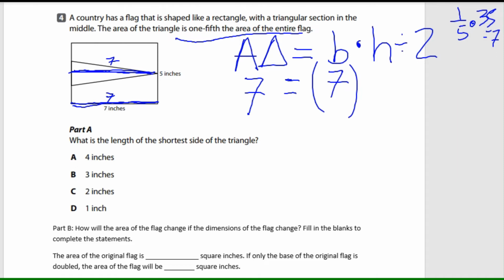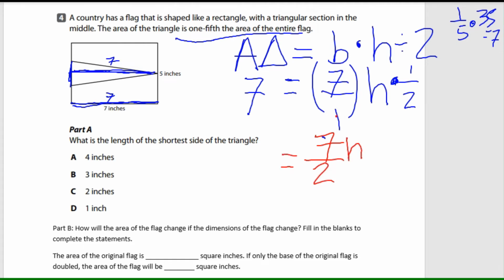The height is going to be the missing part, so we're going to put a variable in right there, times h, and then we can multiply by 1/2 or divide it by 2. So we're going to multiply by 1/2. So once you multiply all of this, you have 7 times 1 for the numerator, which is 7, and then for the denominator, 1 times 2, which is 2. So 7 over 2 times h is equivalent to 7.